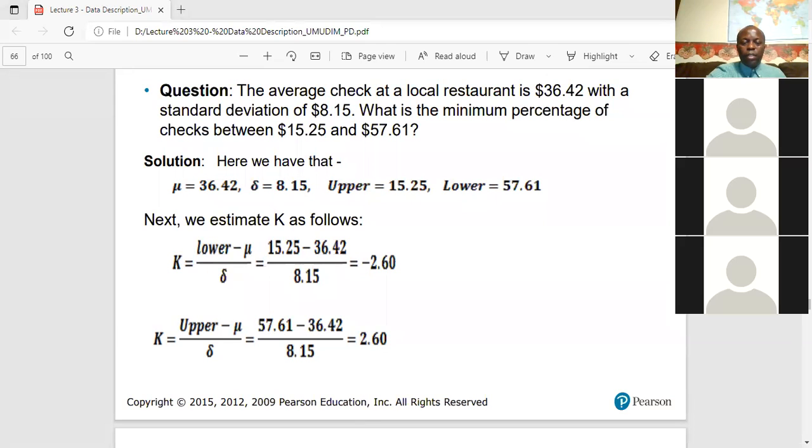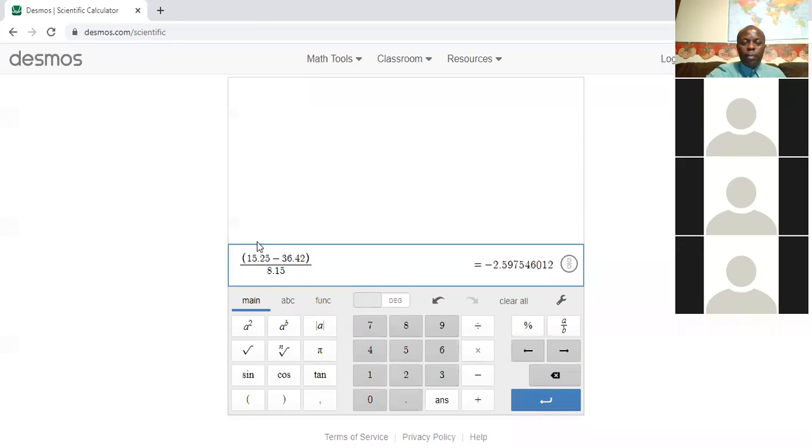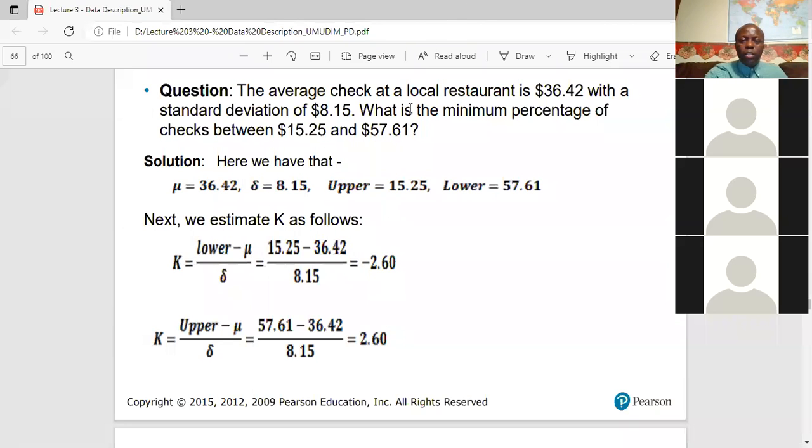So we'll have this here. Instead of using the lower end, I'm going to use the upper end, which is 57.61. So you can see the 2.6 approximately. So we got both of them. Then we can now answer the question. This question says, what is the minimum percentage of checks between 15.25 and 57.61? So now we have our K as 2.6.